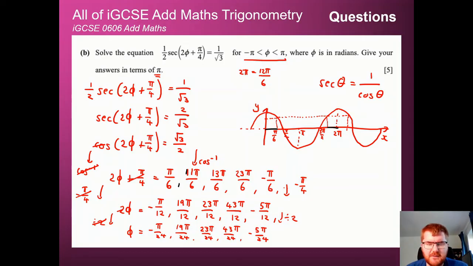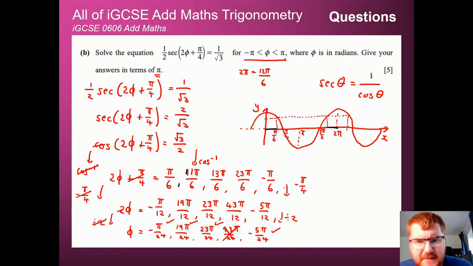Okay, so let's check which ones actually lie in our domain here. Well, minus pi over 24 does. It's between minus pi and plus pi. Minus 5 pi over 24 is between minus pi and plus pi. 19 pi over 24 is. 23 pi over 24 is. This one is a little bit too much, so we don't need that answer. So these 4 answers are going to be the only solutions there.